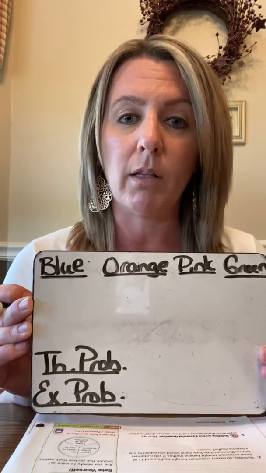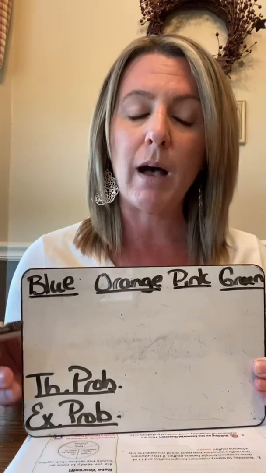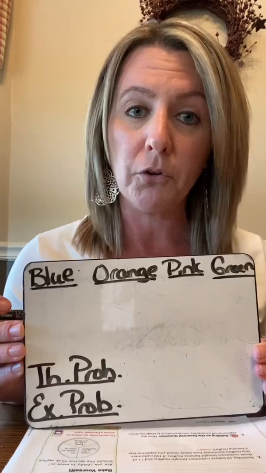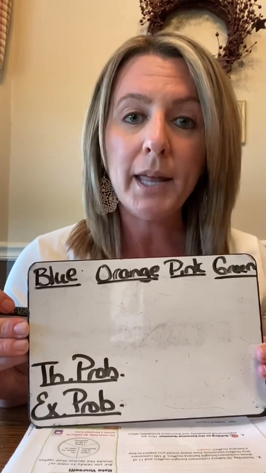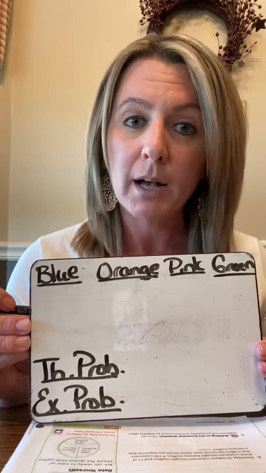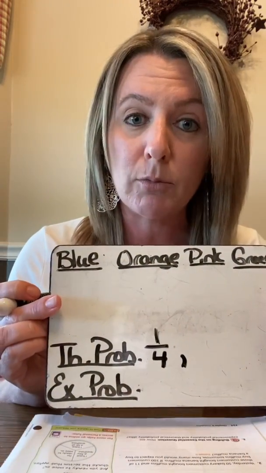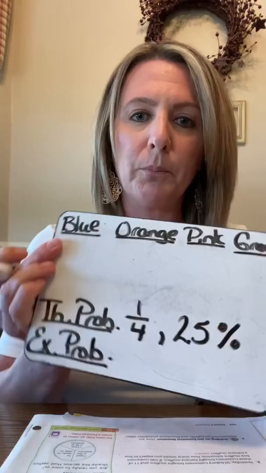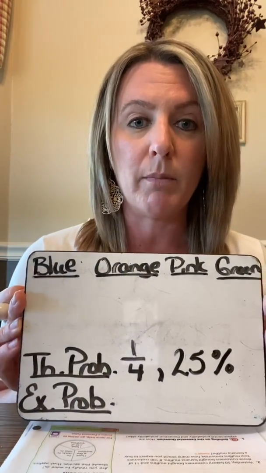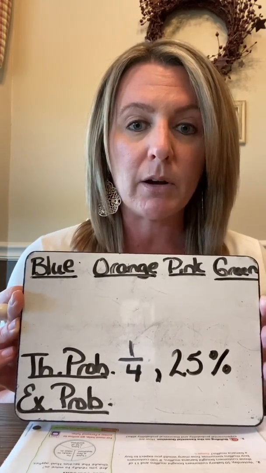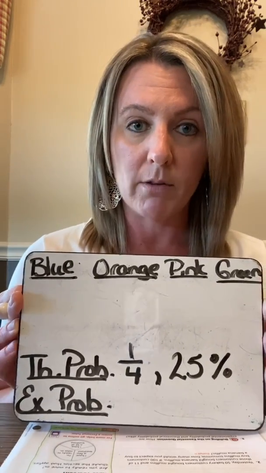Now, theoretically, because there's 4 different colors, if I wanted to know the probability of choosing blue, I would say that there is a 1 in 4 chance of that. There's 4 possible outcomes. One of them is blue. So I would say that there is a 1 in 4 chance, or if I change that to a decimal and then convert that to a percent, that would be a 25% chance of choosing blue. Now, when we actually do this experiment in a moment, we're going to get our experimental probability results and we're going to compare those as well.